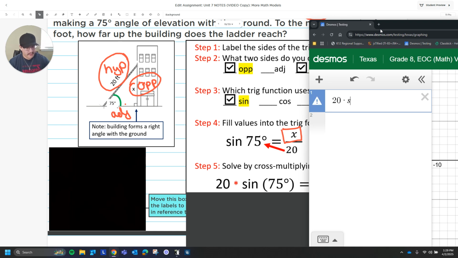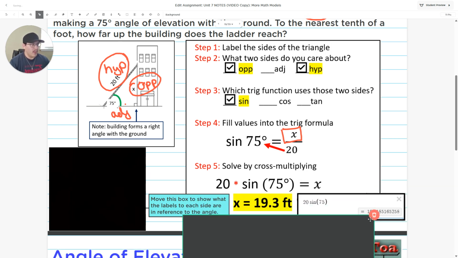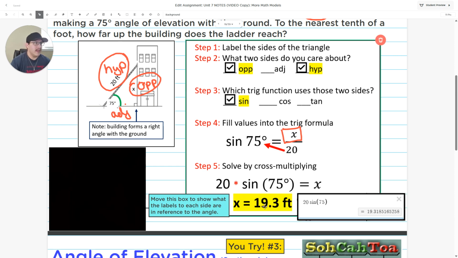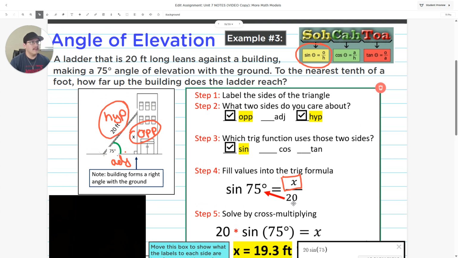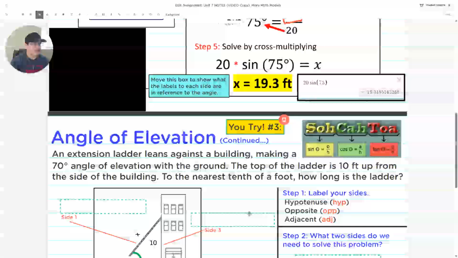20 times sine of 75 degrees is equal to 19.3. So 19.3 feet is our answer for this problem. How far up the building does the ladder reach? It reaches about 19.3 feet up the building. That's it for example 3.